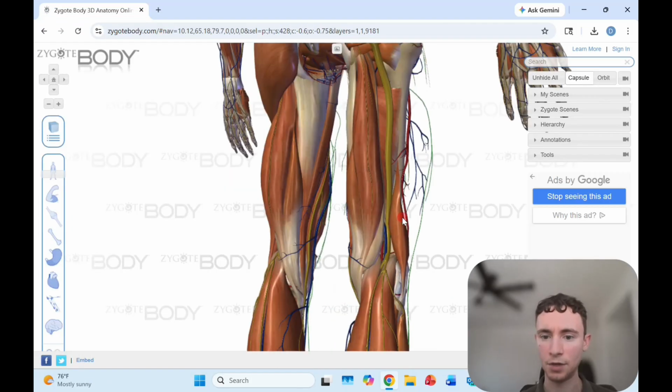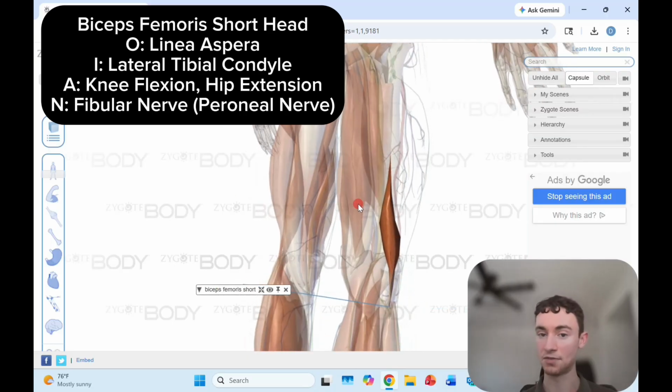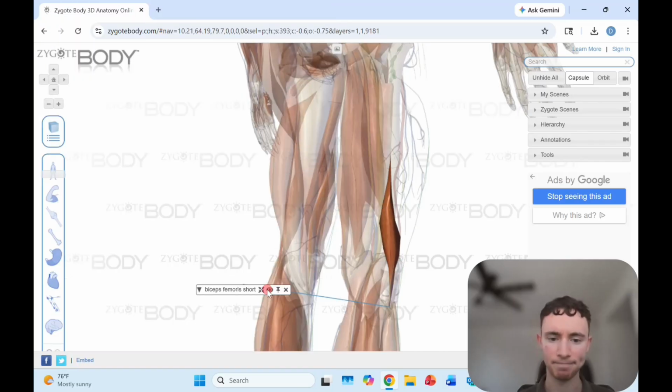This one is responsible for hip extension and knee flexion. If we hide the long head, we can see the short head right here. Here's the short head of the same muscle, the biceps femoris. This is the only hamstring muscle that is innervated by the fibular nerve. Again, it attaches on that lateral aspect of the femur, starts a little lower, and then comes down to attach to the back of the lateral tibial condyle, essentially, and helps with knee flexion.